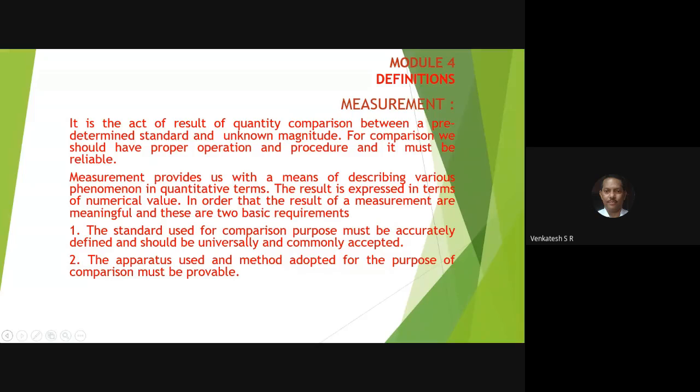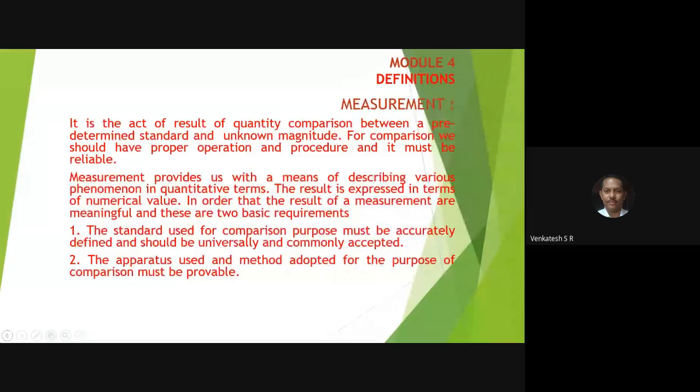You have to use the same standard for measurement, whether it may be length, mass, or temperature. The first definition of measurement is the comparison of unknown magnitude with the known standard magnitude. Remember, the definition of measurement is comparison of unknown magnitude with the known standard magnitude.